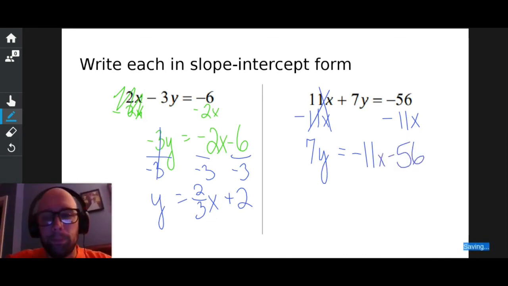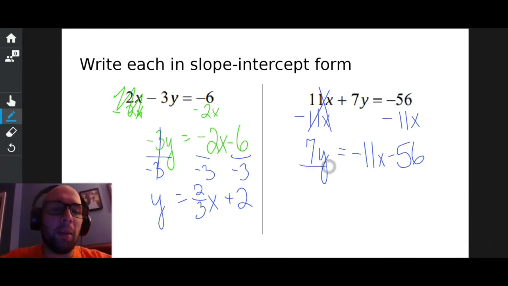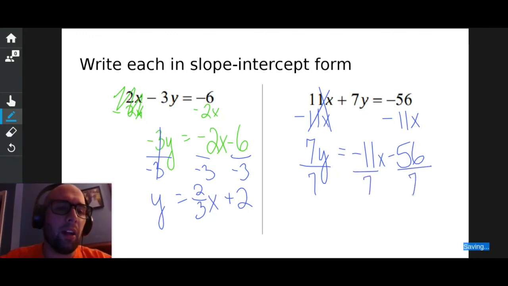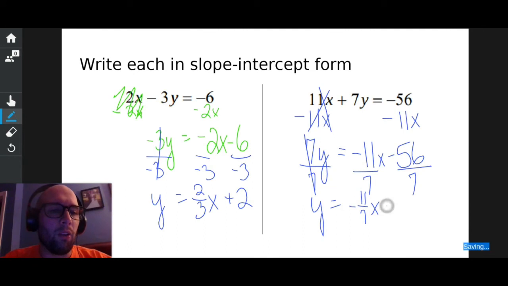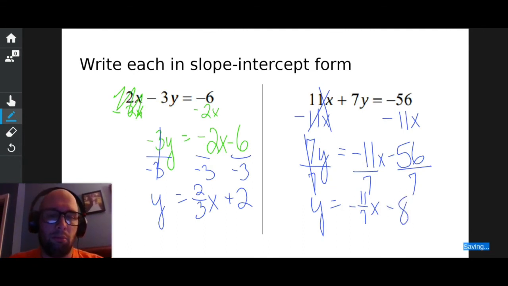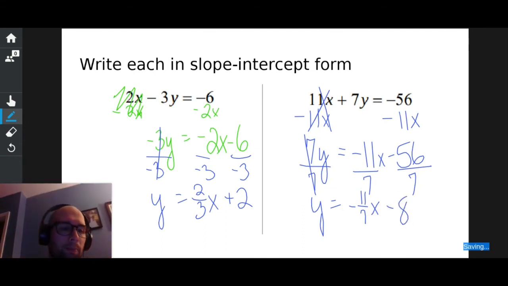All right. One more step to go. Divide everything by 7. Cross you out. If you could simplify it, simplify it. If you can't, leave the fraction improper. So I have -11 over 7x. Minus 56 over 7 is 8. And I think that's it.